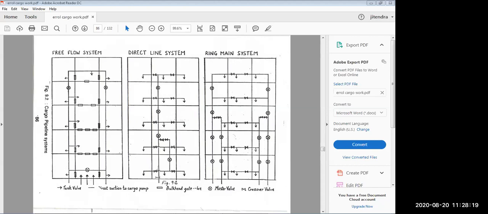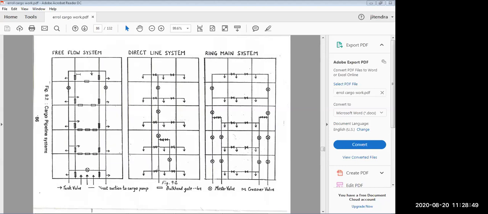So the advantages are less pipeline, less amount of cleaning, less maintenance required, but you can carry only one cargo. So the advantages are less maintenance and easy, fast discharge. But the disadvantage is only one grade of cargo can be loaded. And if there is a leak in any valve, then it will be very difficult to load or discharge the cargo because there's only one line.